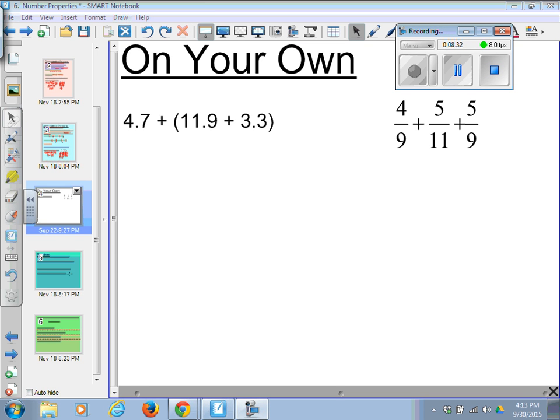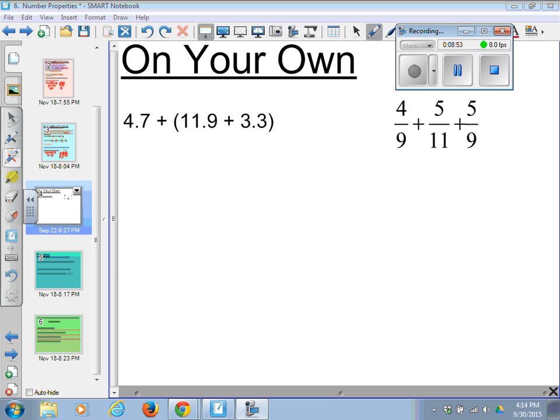Now, on your own, practice using these two problems. Use your associative and your commutative rules, or properties, whenever possible. Now, if you want to try these right now, pause the video and go ahead and work them out. I'm going to go ahead and work through them with you as well. So, how can we make this first problem easier?